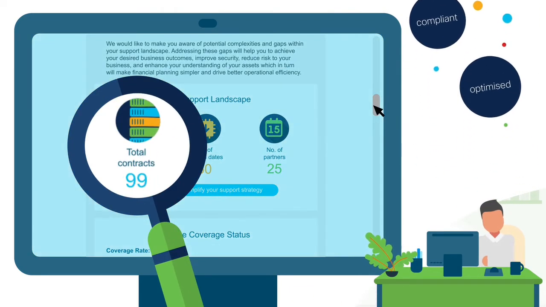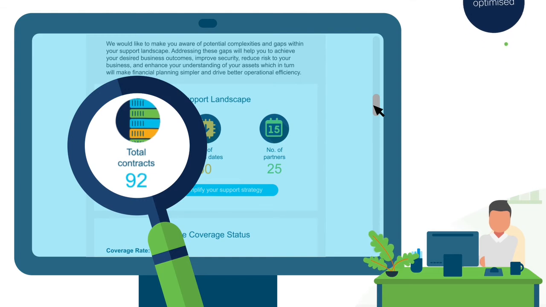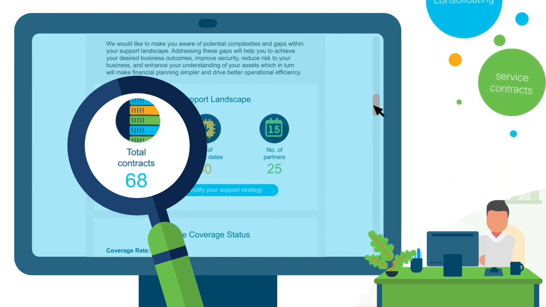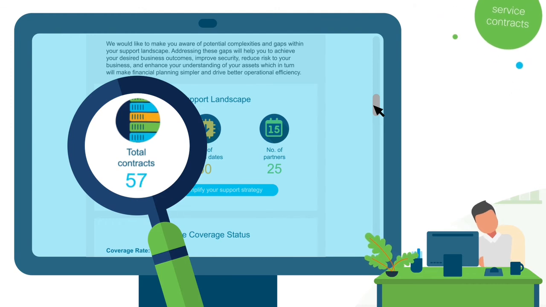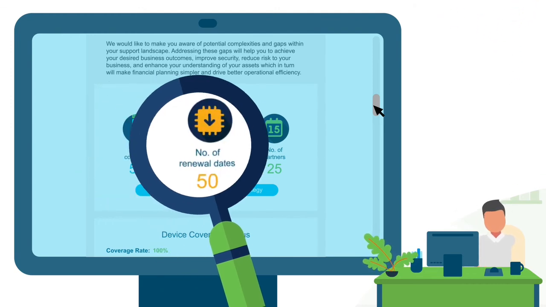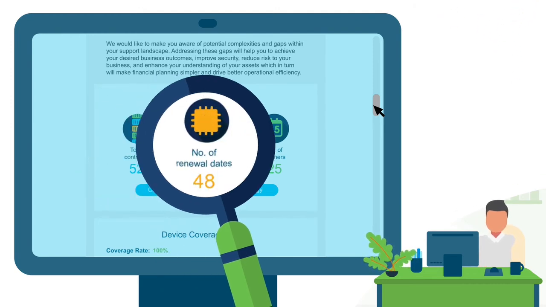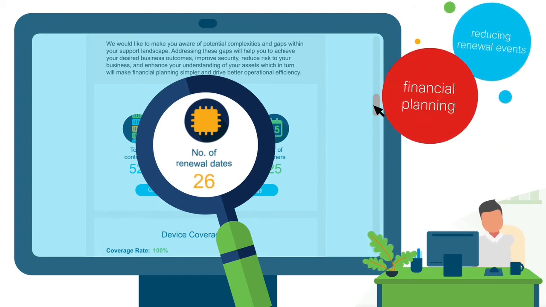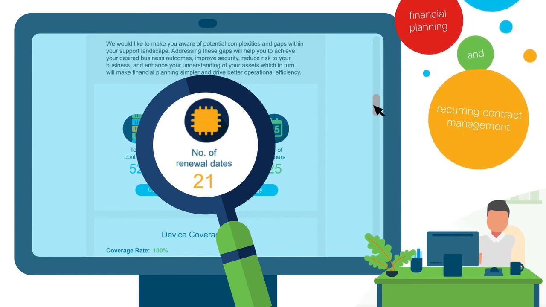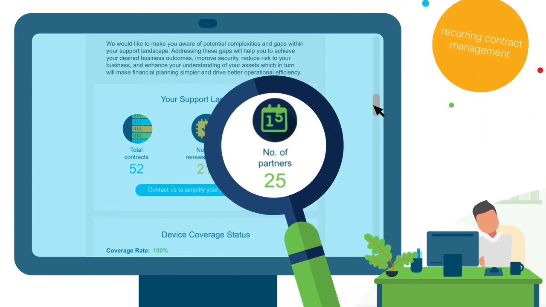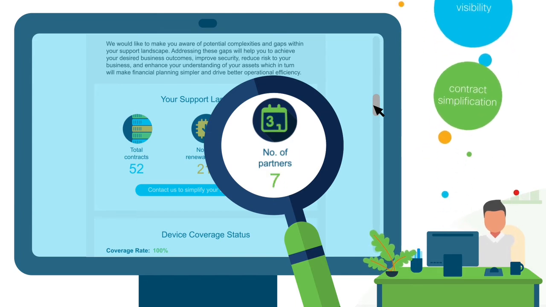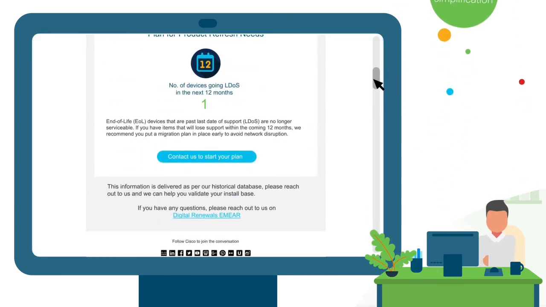With total contracts, you can simplify the contract landscape by consolidating compatible service contracts per partner to ensure a simplified renewals process, recurring contract management and purchasing. With the number of renewal dates, you can co-terminate and align all your coverage to a future end date, reducing the number of renewal events, aiding you in financial planning and recurring contract management. Number of partners gives you the visibility to start working towards contract simplification with each of your Cisco service partners.